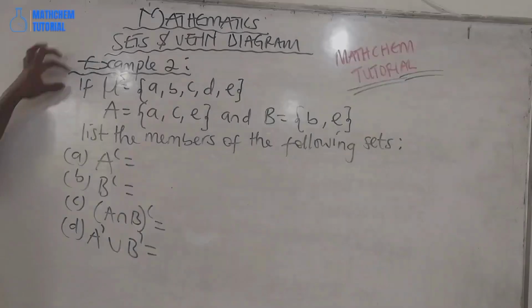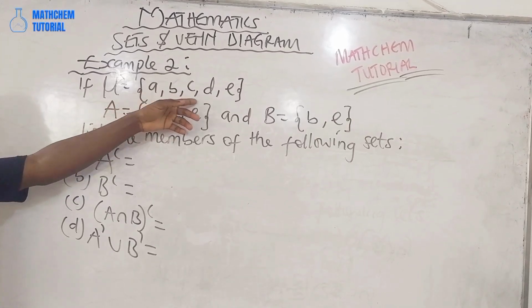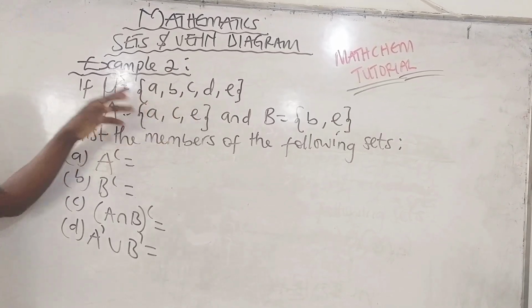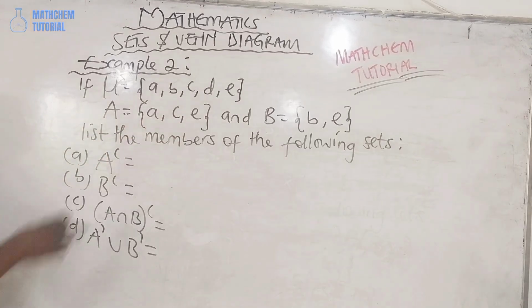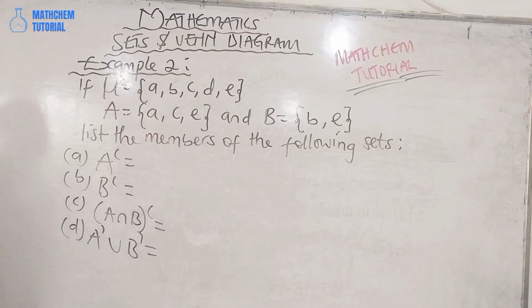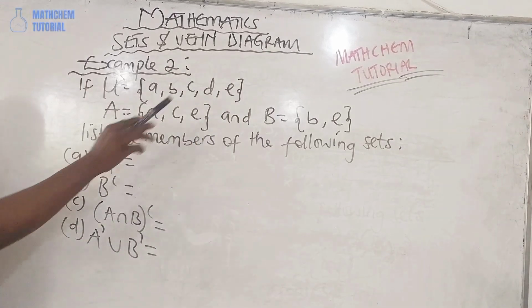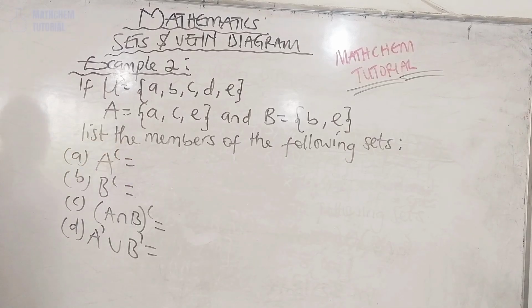Example 2 says, if the universal set is small letters A, B, C, D, E. Remember, these are the elements or members of the universal set. And the subset A is A, C, E. Subset B has a member or element of small letter B and small letter E. Then we are told to list the members of the following sets.